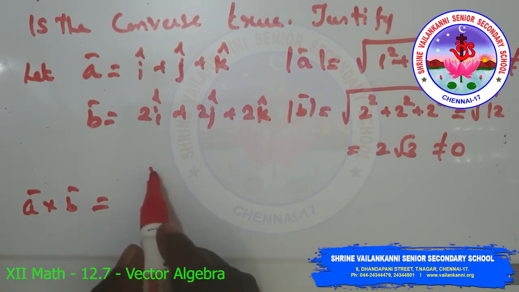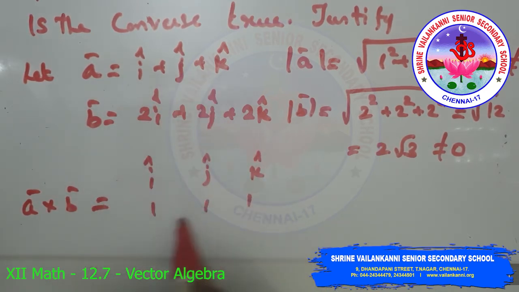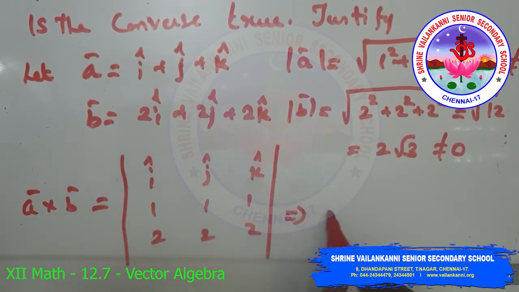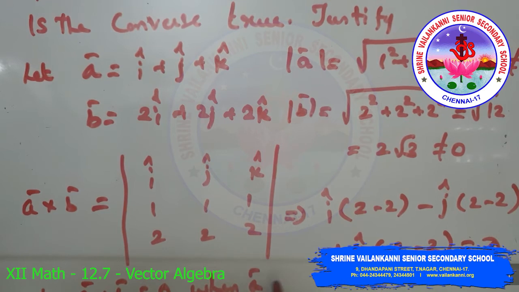Now A cross B is the determinant with rows i, j, k; 1, 1, 1; 2, 2, 2. Expanding along the first row, we get i into (2 minus 2) minus j into (2 minus 2) plus k into (2 minus 2), which is equal to 0. Therefore, A cross B is 0 when the magnitude of A is not equal to 0 and the magnitude of B is not equal to 0.